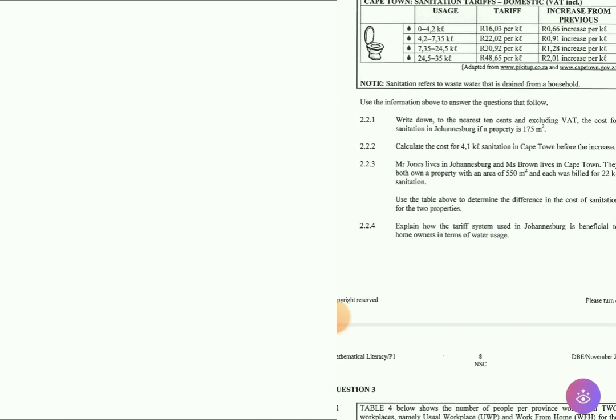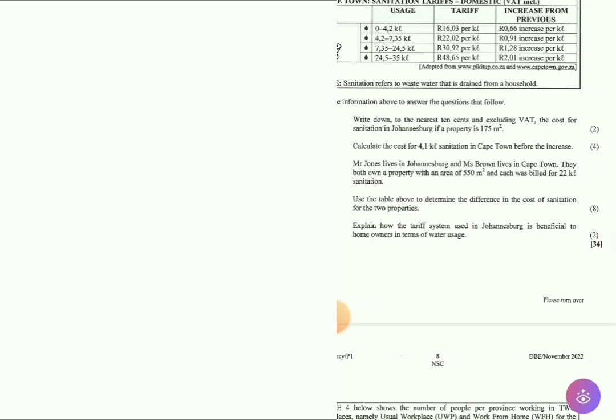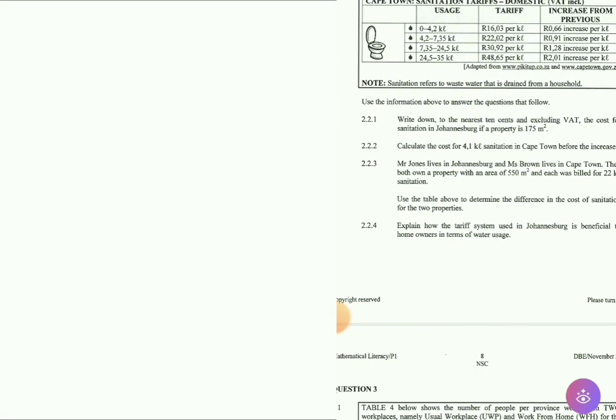So we are going to 2.2.3. Mr. Jones lives in Johannesburg and Miss Brown lives in Cape Town. They both own a property with an area of 550 m2 and each was built for 22 KL sanitization. Use the table above to determine the difference in the cost of sanitization for the two properties. This one, guys, is 8 marks. That simply means it's long. It's very, very long, guys.